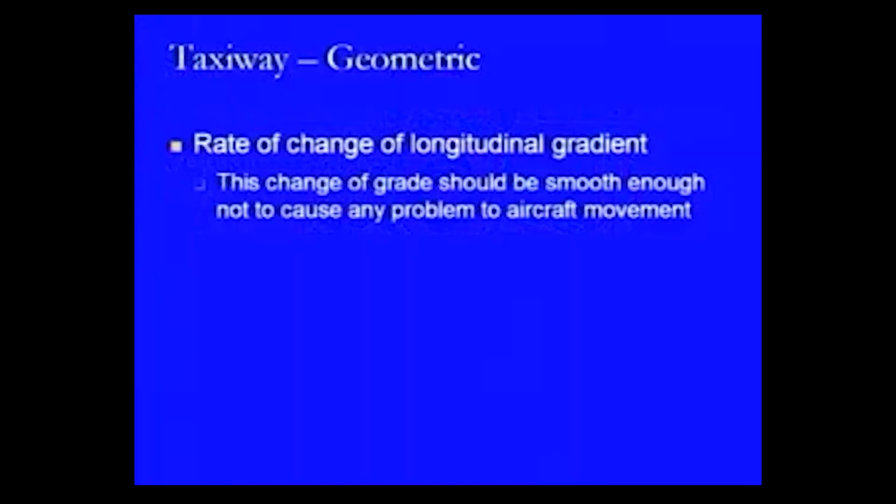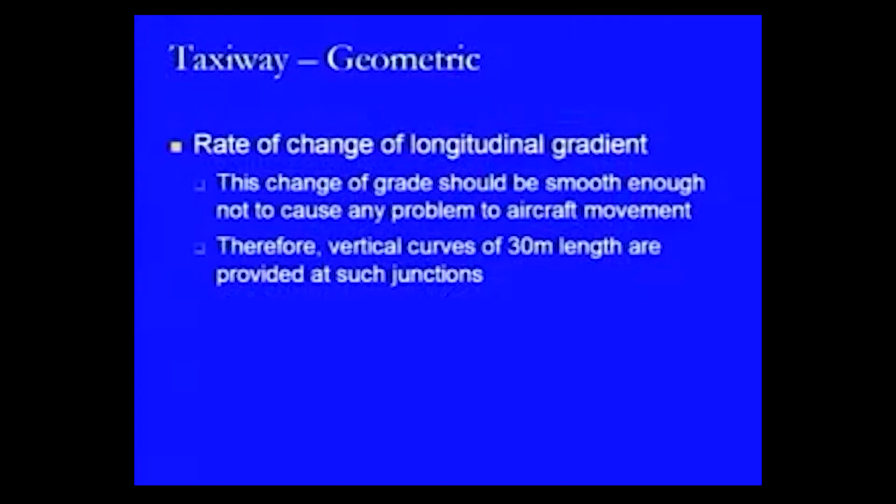In the same case, for the rate of change of longitudinal gradient, this change of grade should be smooth enough. It should not create any jerk at the point where the connectivity is being provided, and if it is being done, then it will be a problematic condition for the movement of any aircraft across that point. So, that is why the smoothing is to be done.